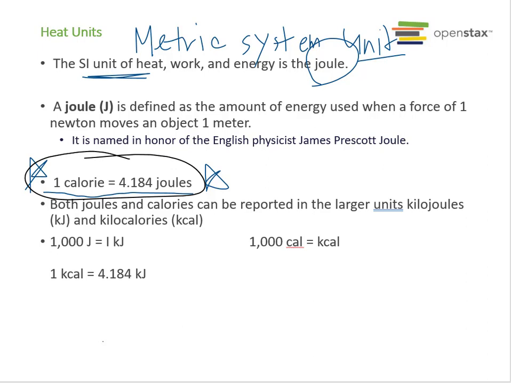A calorie is telling us how much energy is needed to raise 1 gram of water by 1 degree Celsius. That's how much energy. Calories are an energy unit. This also tells us the specific heat of water. The specific heat of water is 1 calorie. That's how much energy it takes to heat 1 gram of water by 1 degree Celsius.